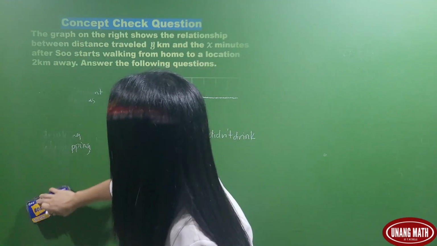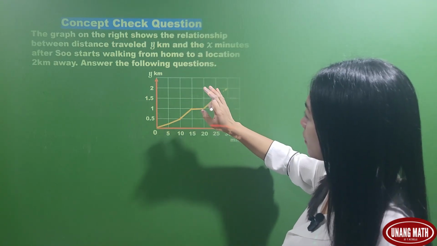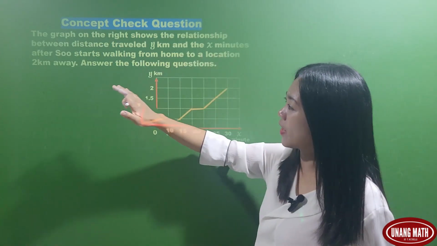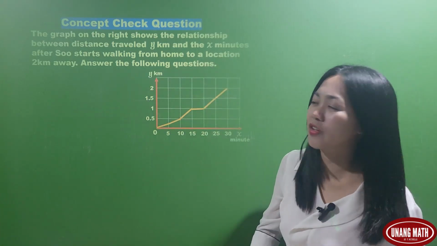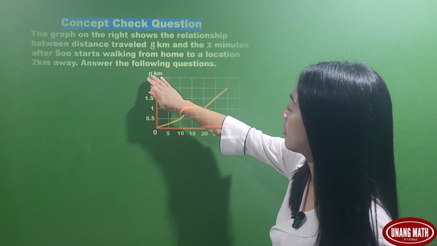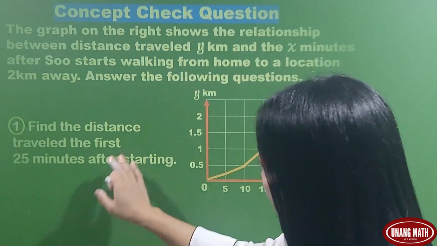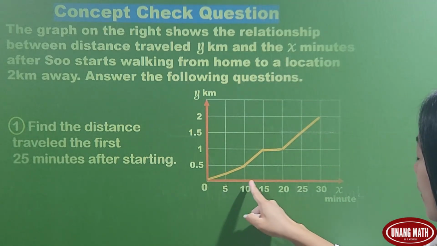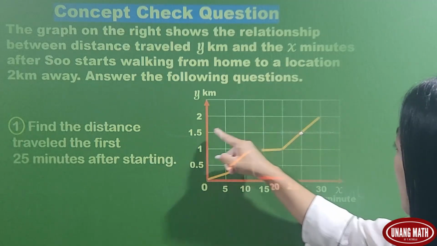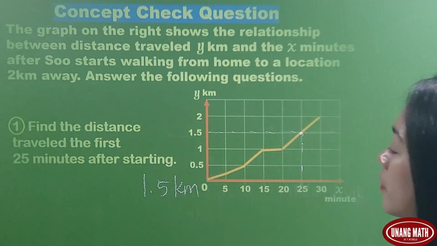Okay, this time, let's answer this concept check question. The graph on the right, okay, this is the graph, shows the relationship between the distance traveled and the X minutes after Sue starts walking from home to a location 2 kilometers away. We're going to answer the following questions. So X coordinates refers to the time in minutes, and Y coordinates distance in kilometers. Okay, the first question is, find the distance traveled the first 25 minutes after starting. So 5, 10, 15, 20. So this is 25 minutes. So the distance traveled is 1.5, okay, kilometers. So the answer is 1.5 kilometers.